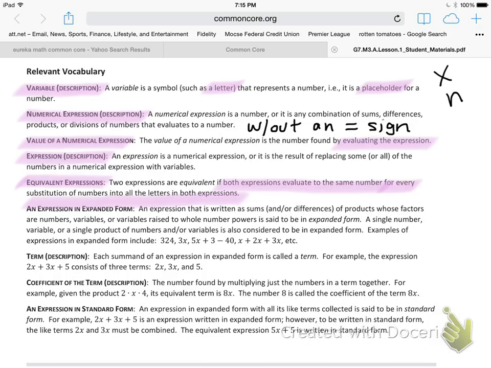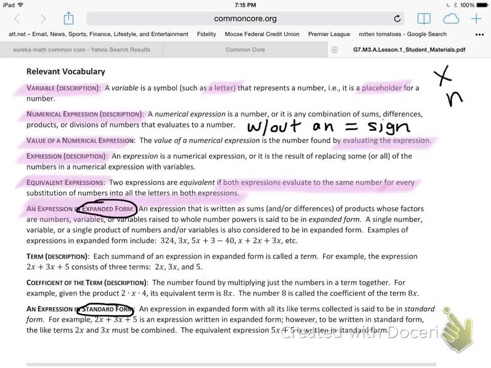Now, this next one is talking about an expression in expanded form. That's right over here. Sorry to stop there, I sneezed. I know you guys have seen these terms before. You've seen expanded form and you've seen standard form. They're going to use this quite a bit in this curriculum, so we do need to understand it.